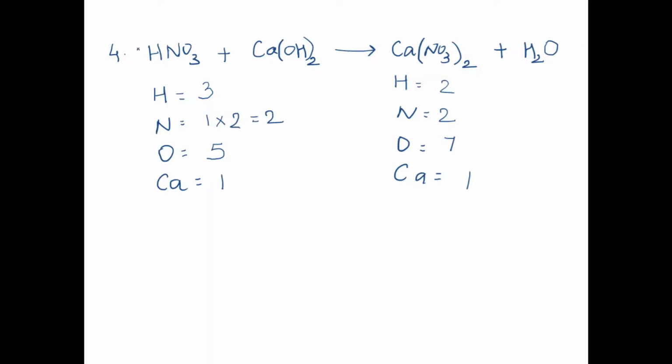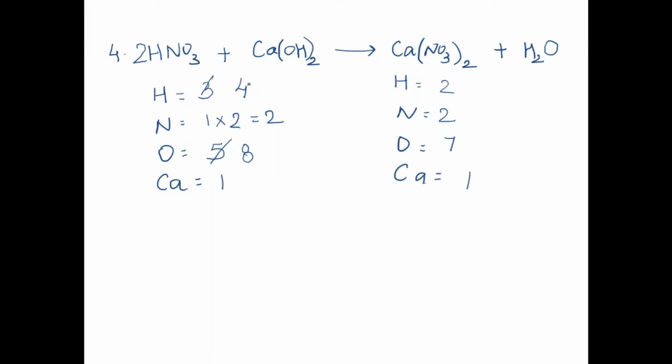If I multiply here with 2, nitrogen becomes balanced. So what am I supposed to do? Nitrogen is here, so I put 2 here. As soon as I put 2 here, how much hydrogen becomes? 2 and here also 2, 4. And oxygen becomes 3 times 2, 6, plus 2, 8. Yes. Now this is 8, this is 7, 2, 2 balanced, 1, 1.